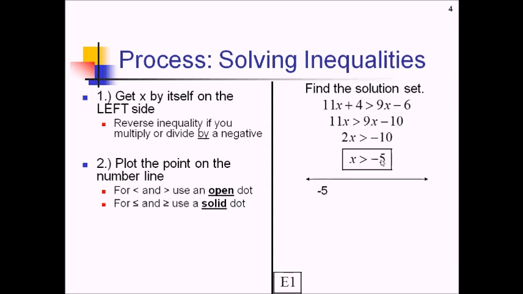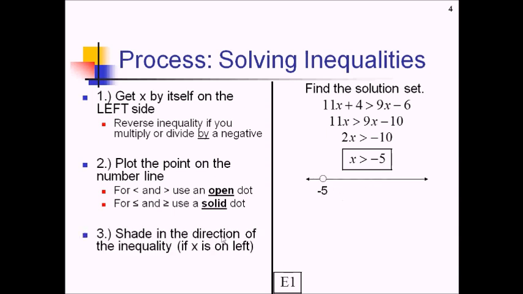Here we've got x greater than negative 5. Negative 5 is not actually part of the answer, it's just a boundary value, so we use an open dot here. Next, and this is why we wanted the x on the left side, we're going to shade in the direction of the inequality if x is on the left. It works out very nicely that if x is on the left, whatever direction this arrow is pointing just tells you which way to shade. So in this case, we would shade to the right.